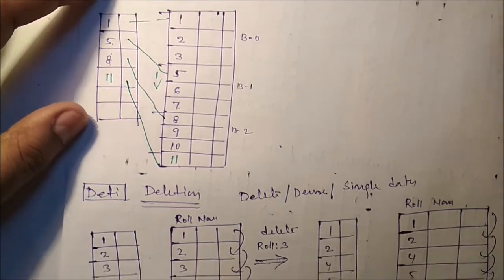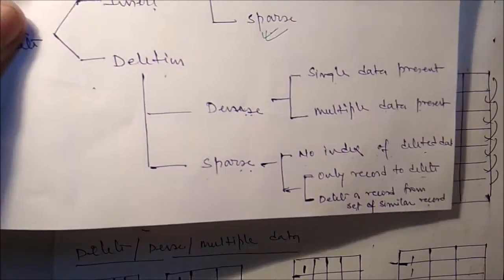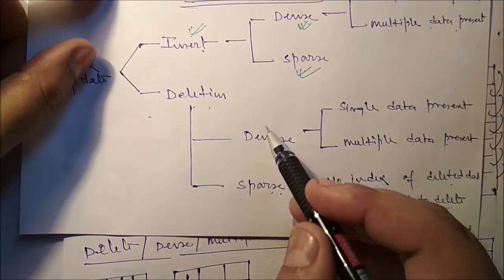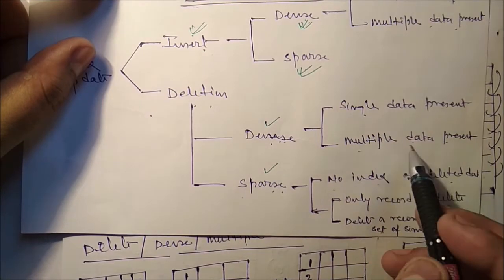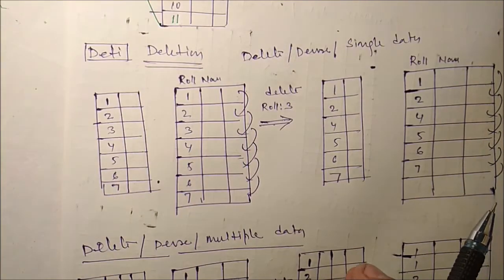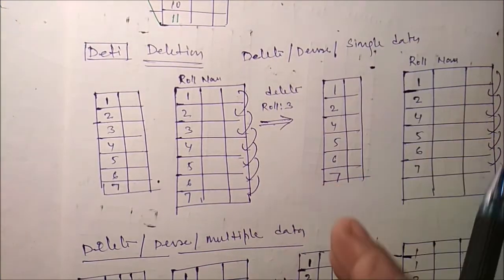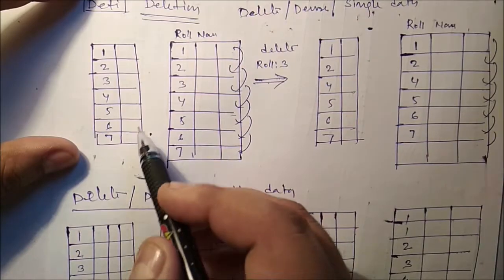Next we will talk about the deletion. Now in deletion also various cases are there. It may be dense, it may be sparse. If it is dense, a single data may be present or multiple data present, and if it is sparse, the records are there. So the first one is: delete dense single data.